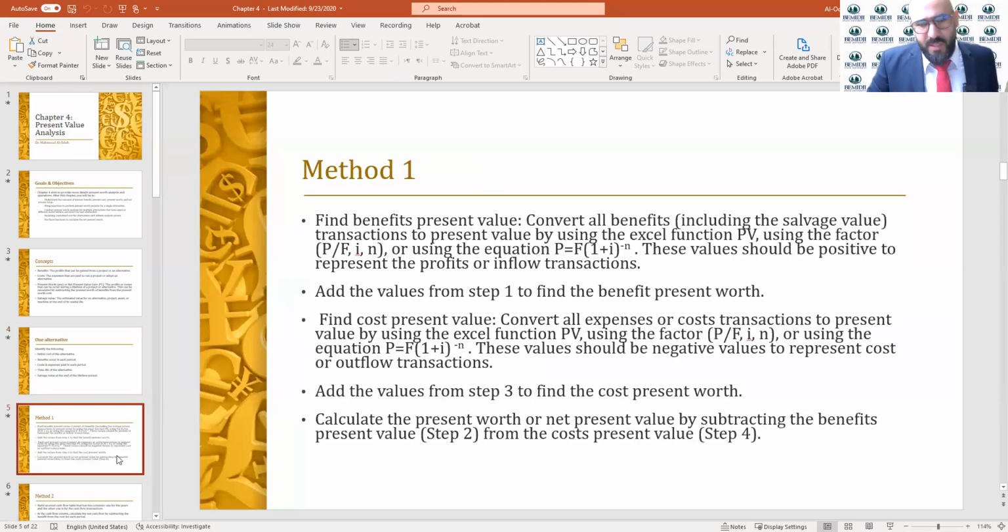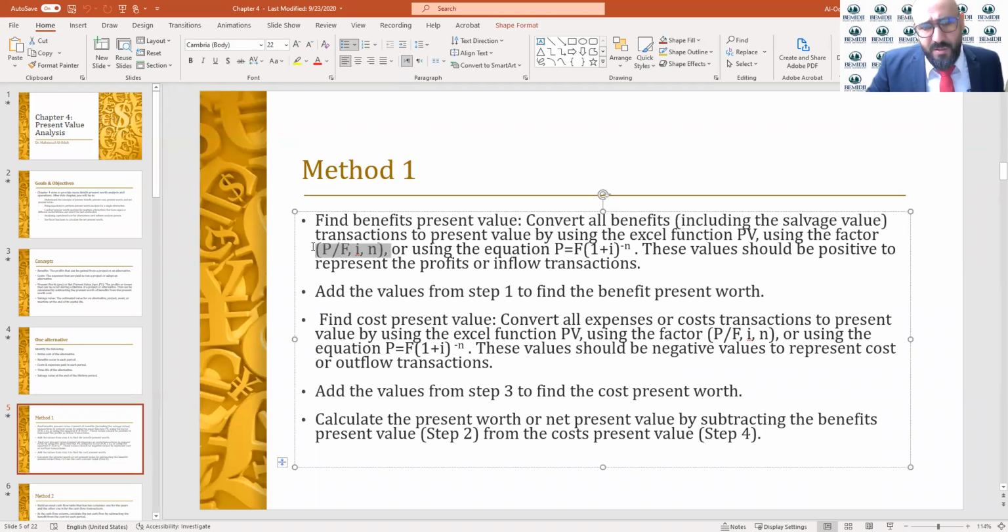So there are different ways of doing it. The first methodology that I want to share with you is using the equation P equals F times (1 plus i) to the power of negative n, or you could use the interest rate table and use P over F, which means find the present value if the future value is given for i and n. And we have this notation. Please review chapter 2 if you're not familiar with this notation for the interest rate tables.